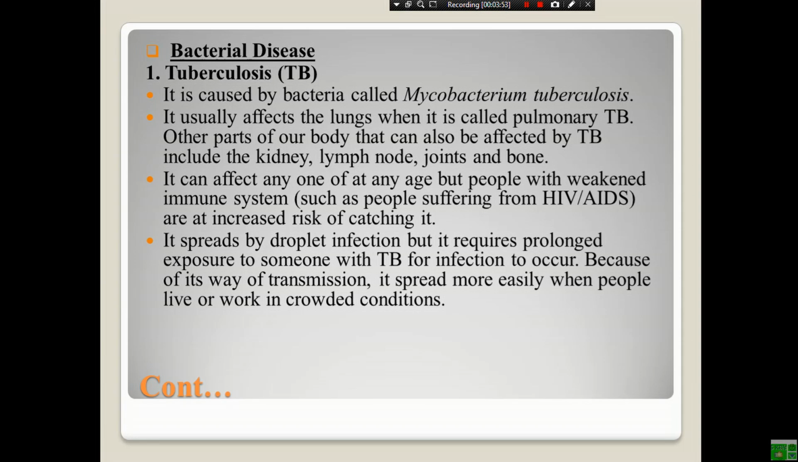It not only affects the lung, but also other parts of our body like the kidney, lymph node, joints, and bone. Tuberculosis can affect anyone at any age, but people with a weakened immune system, such as people suffering from HIV/AIDS, are at increased risk of being infected with tuberculosis.